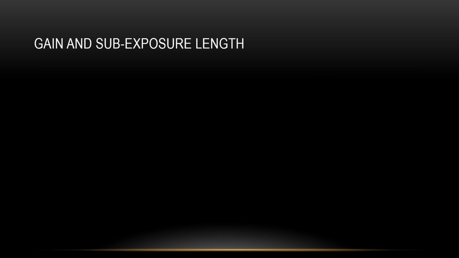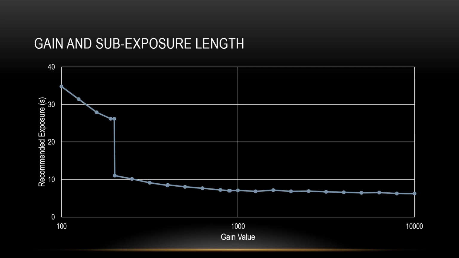In fact, we can see that when we plug the read noise figures from the last chart into our formula for calculating the optimum sub-exposure length. So our calculated sub-exposure length drops off quite rapidly as we initially reduce the gain, then drops off a cliff where the camera changes mode, and then really doesn't improve much more all the way up to the maximum gain of this camera, which is 10,000, or in this particular case 100 times brighter than the minimum gain.